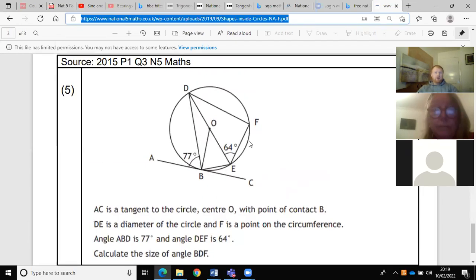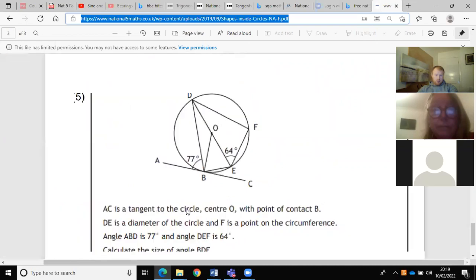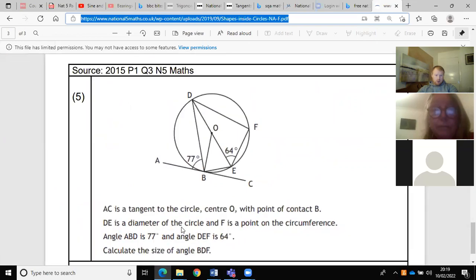So this is 5 marks. So 2015, question 3, paper 1. So non-calculator again. AC is a tangent, centre O, contact B. Angle DEF is 77, and angle 64, so you're given that. Calculate BDF.